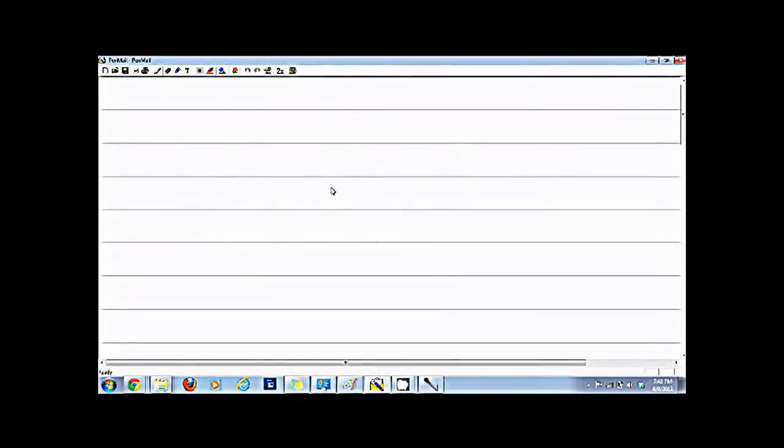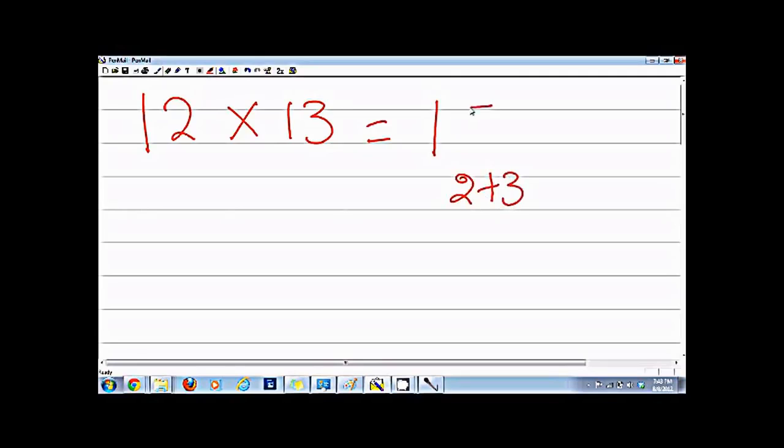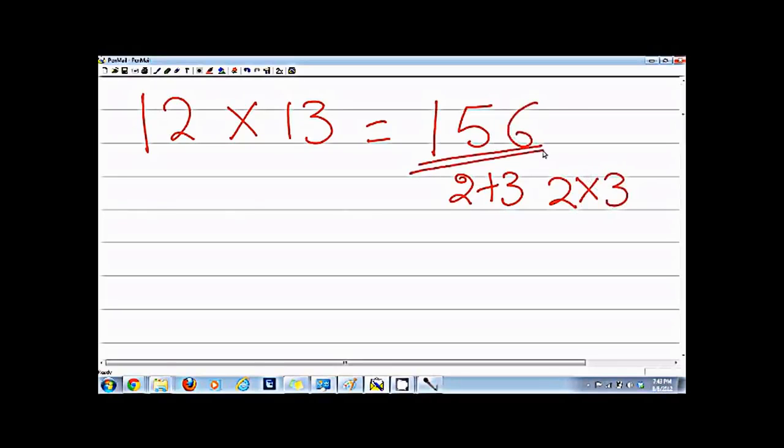Now we are going to show you how to multiply two-digit numbers which are close to 10 quickly in your mind without using a calculator. For example, if I have 12 and I want to multiply by 13, I will write 1 and then add 2 plus 3, that is equal to 5, and then multiply 2 and 3, that is equal to 6. So my answer is 156.